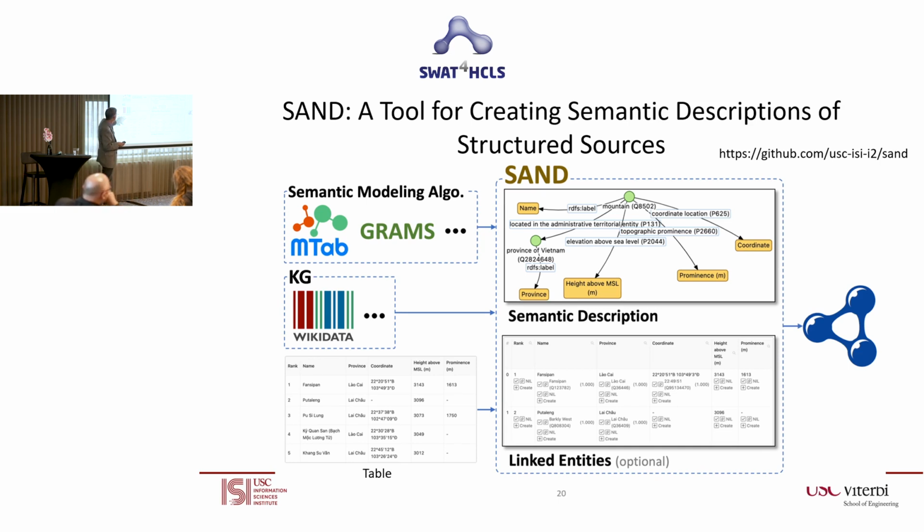So both of those things are input, and then you have whatever your semantic modeling algorithm is. There's a competing algorithm, MTAB, but we use GRAMS in this work. The idea is that you load the data into the system, and the bottom figure here shows the table loaded into Sand with some options that you can select. The top shows the semantic model, the semantic description of the table, where it has taken this table and mapped it to the domain ontology that we're using here.